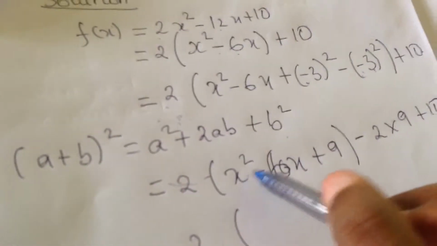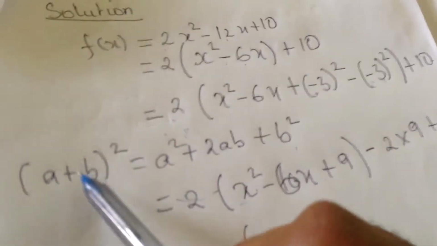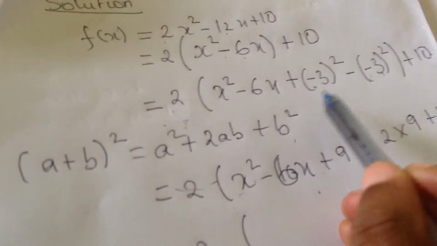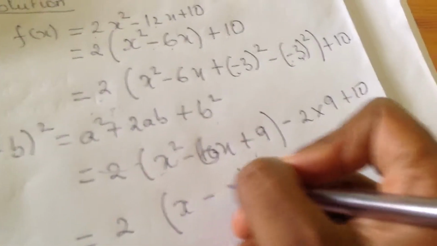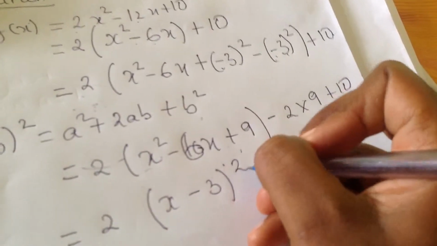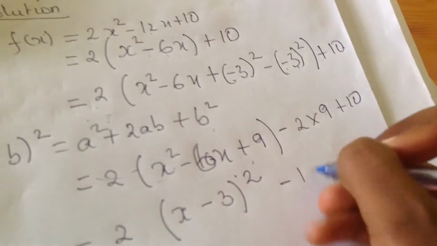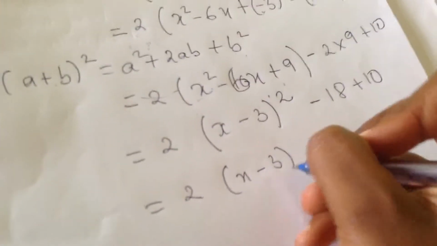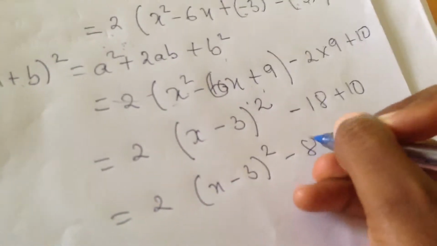Okay, so then 2 into bracket. Here you can see that you have this form, which can go back to this form. It is the same thing as x minus 3, and when you expand, you get the same thing. So you write x minus 3 all squared, -18 plus 10. So then I'll have 2 into x minus 3 all squared, -8. Okay, so I completed the square.